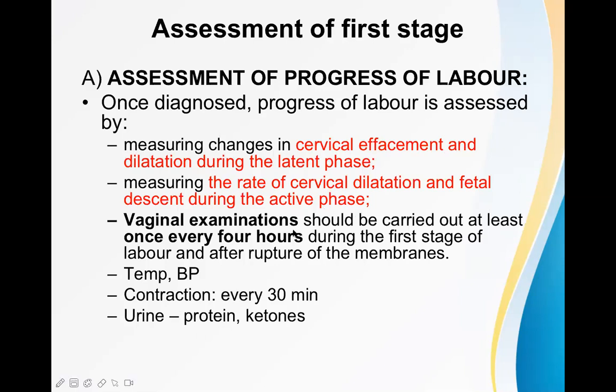This is done by vaginal examination, also known as pelvic examination. We put two of our fingers into the vagina of that pregnant lady and try to examine cervical effacement and cervical dilation, and how much the fetal head has descended according to the station. It has to be done at least once every 4 hours during the first stage of the labor and after rupture of the membrane.